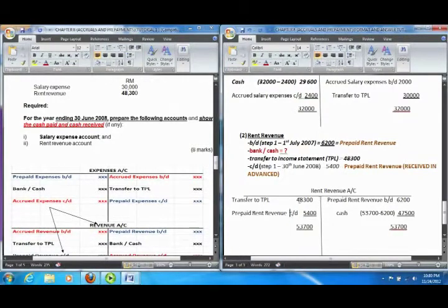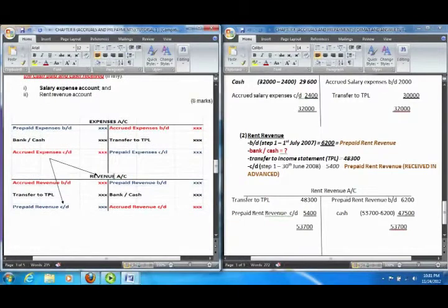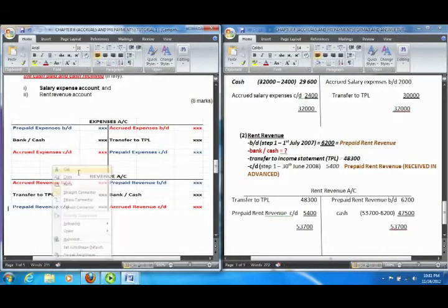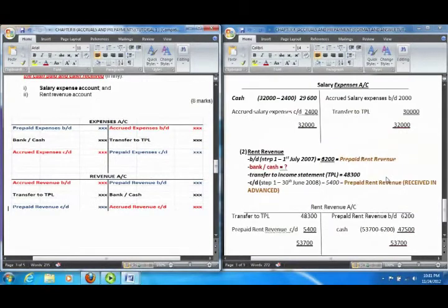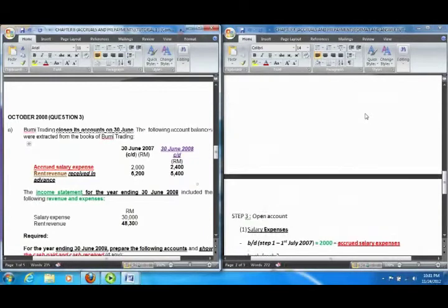Alright, class, as you can see now, you got your TPL, you got your CD, you get your BD, and you have your cash received item. So, is it important to remember this format, class? Expenses account and revenue account. When you remember this format, automatically, is it easy for you to substitute the information in the account? Yes. So, this is the calculation for this question, October 2008.